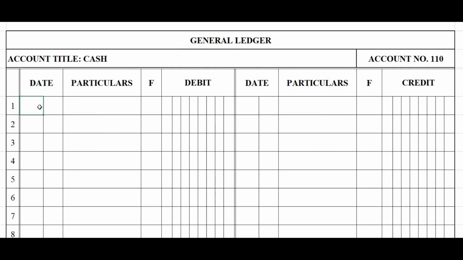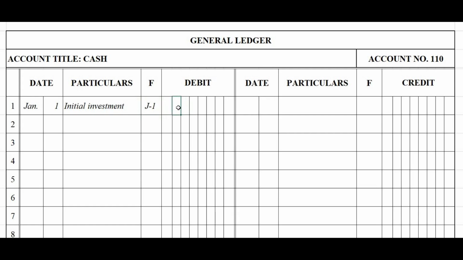Here you just have to put the date. The transaction was January 1. This is the initial investment. Your folio, or your posting or journal reference, you can write here the page number. Suppose that it's page 1. So J-1 represents the page.